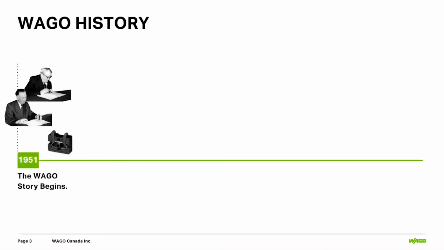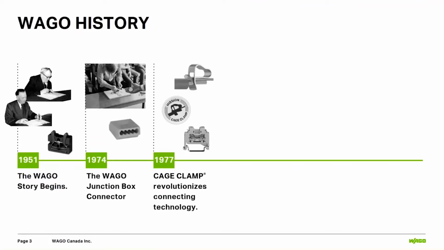Just a brief history of WAGO. I've got a little bit of a timeline here that I like to start with. And I think it's nice because WAGO was actually started in 1951 and was invented around the concept of the spring cage connection. So WAGO held the first patent of a spring cage connection back in 1951, and the WAGO story began. So in 1974, WAGO invented the junction box connector, and in 1977, the cage clamp actually revolutionized the electrical connection technology for the spring. So this is kind of the spring cage connection that everybody knows and loves today.